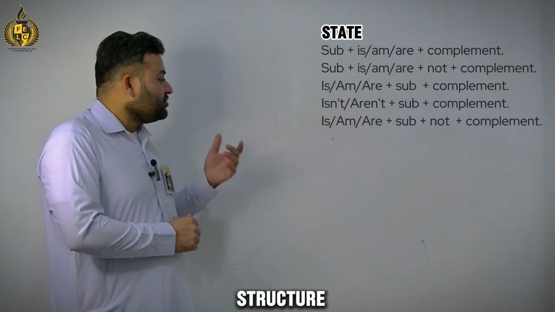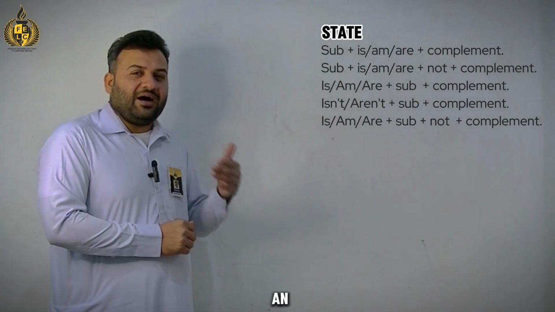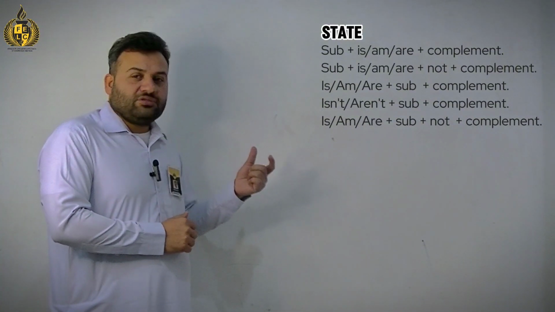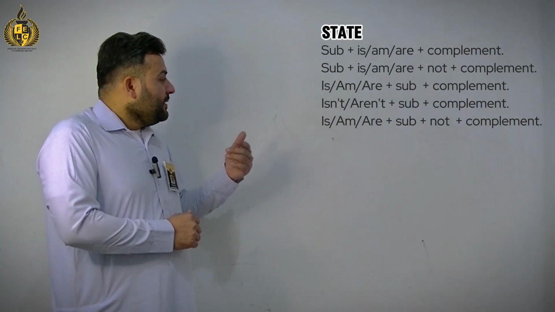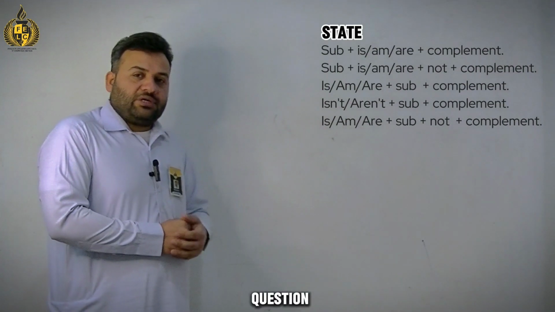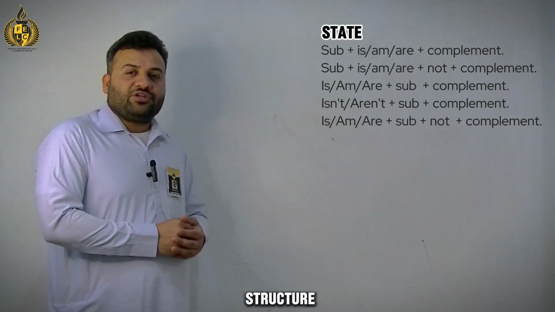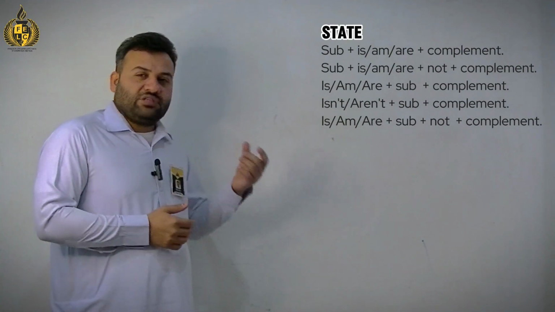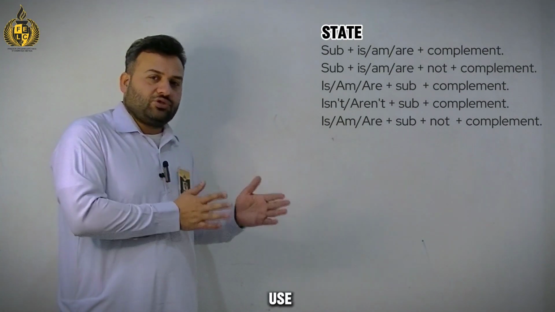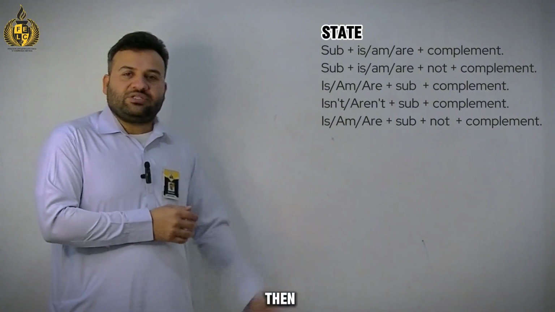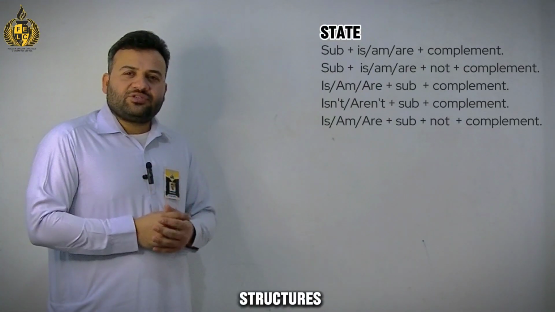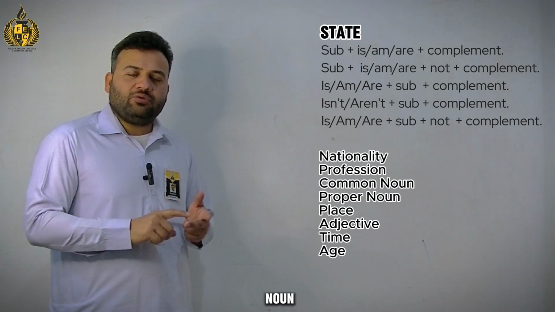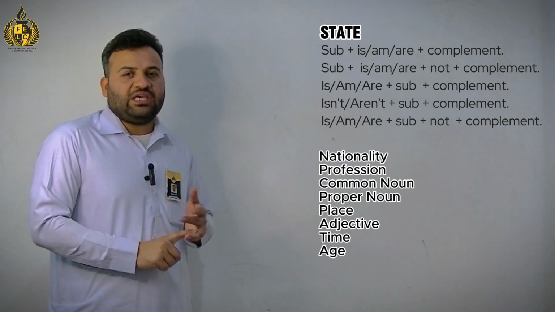In the American structure, first we have to use isn't and aren't, because amn't is not there in English. Then we have to use the subject, and then the complement, and then a question mark. Like this, in the British structure, you can see that is, am or are will be used first, then we have to use the subject, then after that we will use not, and then the complement, and then a question mark. These structures are used to talk about nationality, profession, common noun, proper noun, place, adjective, time, and age.